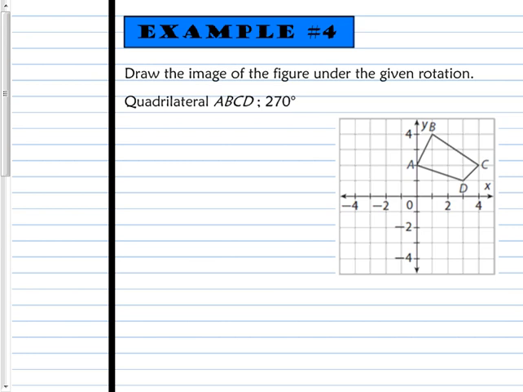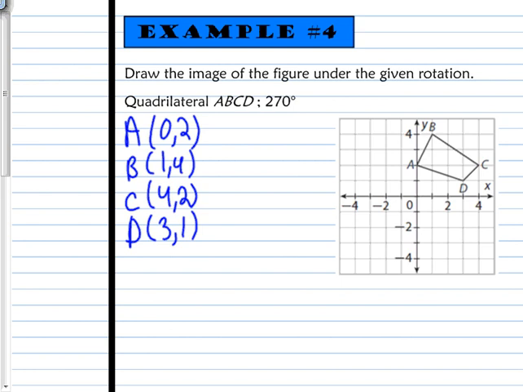So first of all, we need to know the points for A, B, C, and D. So go ahead and pause the video, and please find the points for A, B, C, and D. Hopefully you said A is at (0, 2), B is at (1, 4), C is at (4, 2), and D is at (3, 1). We didn't have to guess those, we simply use the graph and count where the points are. So that should have been really nice and easy.